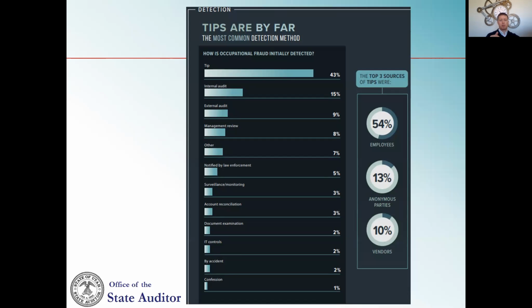Now, down lower, account reconciliation is only 3% of how frauds are detected. But if you were to look at the flip side of how they are prevented, that would be much higher up the list. It's just harder to quantify.